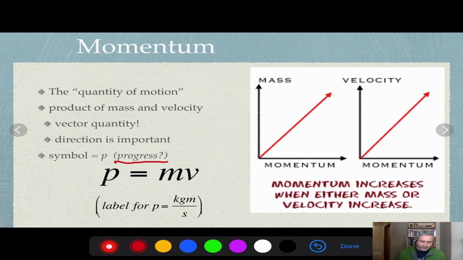You can see these graphs here. When mass goes up, momentum goes up. When velocity goes up, momentum goes up, and they're linear relationships. So if I double the mass of something, it has twice the momentum it had before. If I decrease the velocity of something by 5 times, it has 5 times less momentum. Very direct relationship between mass and momentum and velocity and momentum.